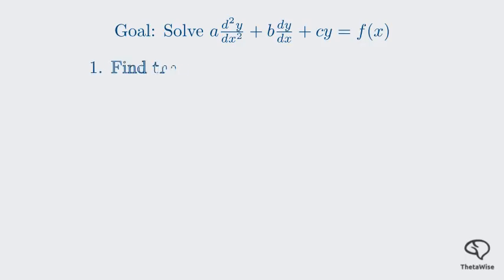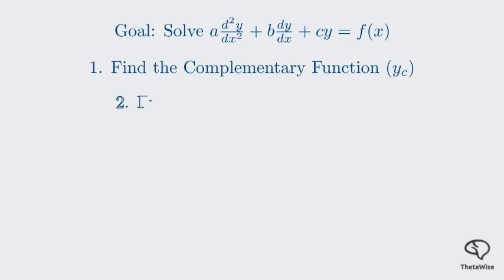The first part is called the complementary function, which we'll denote yc. And the second part is called the particular integral, or yp. By the end of this tutorial, you'll have a clear step-by-step procedure to tackle any problem of this type. First, let's understand the two main components of our solution.